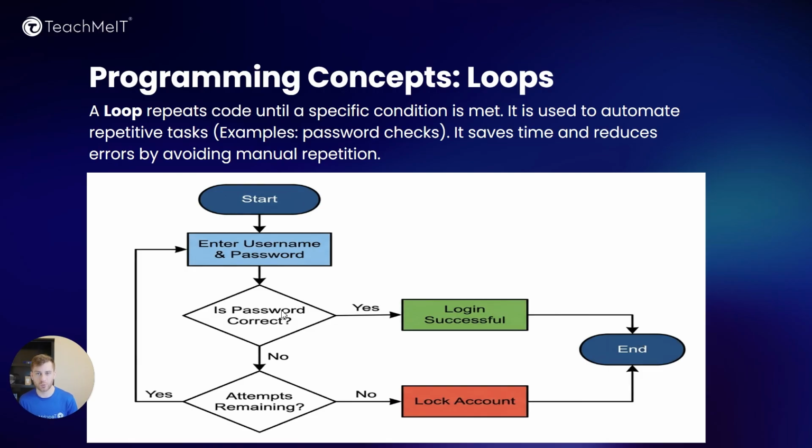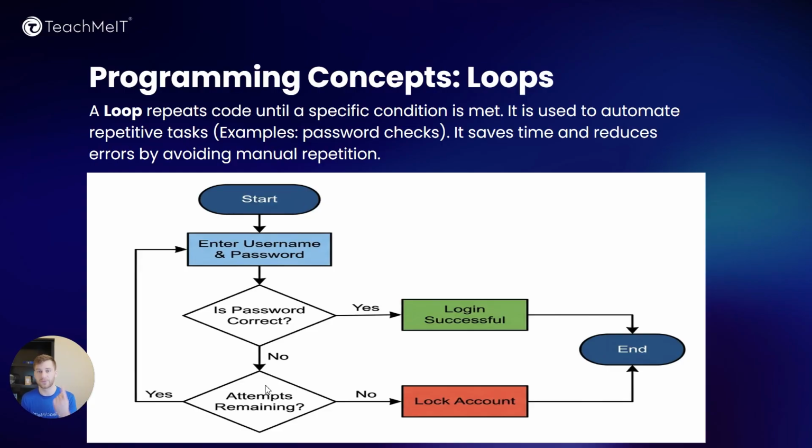Now, if the password was incorrect with the username, so the username and password combination were incorrect, then we would go to no, because the password would not be correct. From there, we would see if we have attempts remaining. So the code would check, okay, how many attempts are left? Normally, for most applications, they give you 3 login attempts. So let's just use that as an example.